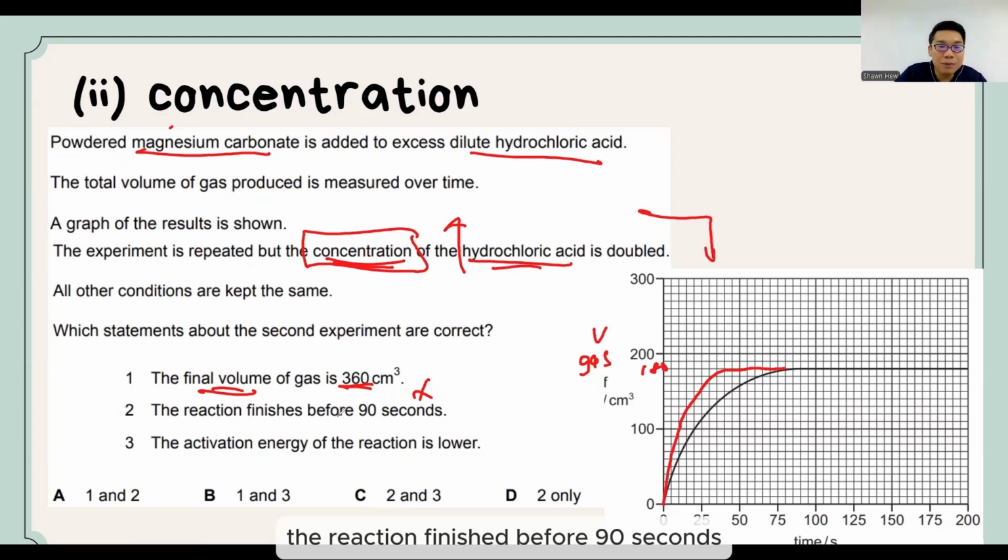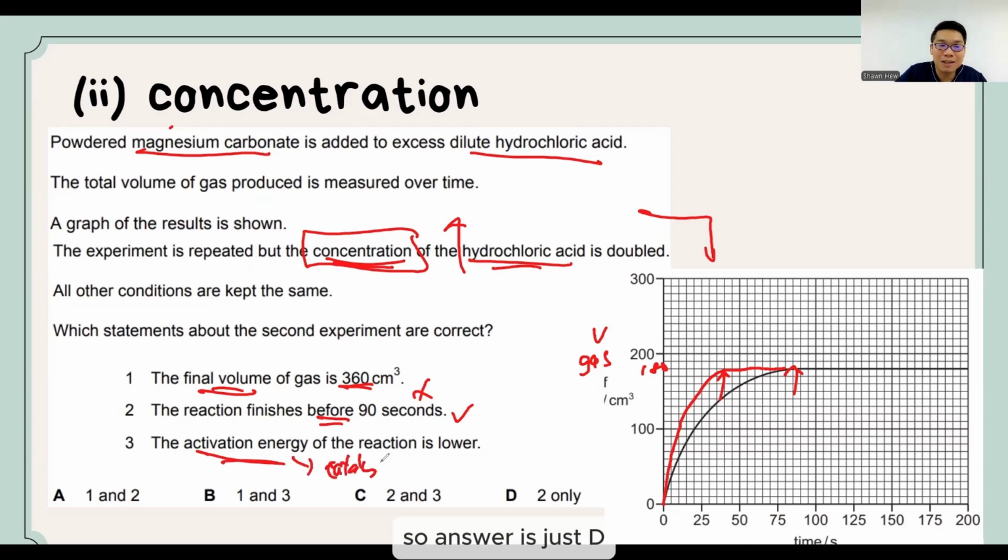2. The reaction finished before 90 seconds. Initially it's around 90 seconds. If we increase concentration, the rate increases, then it will finish faster than before, correct? The activation energy is lower. No, the activation energy is only affected by catalyst. So the answer is just 2.